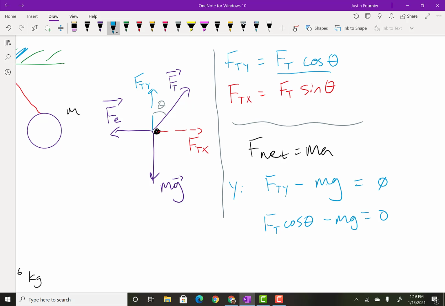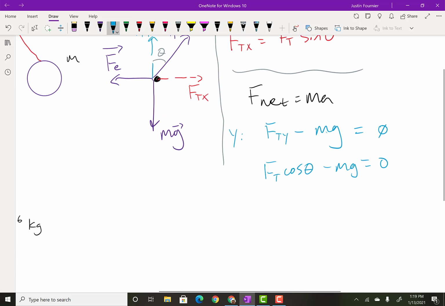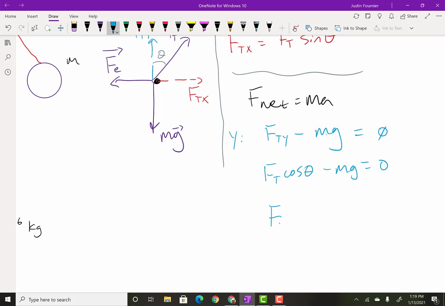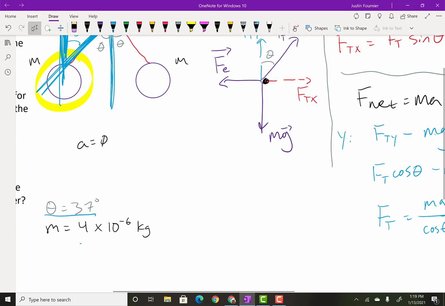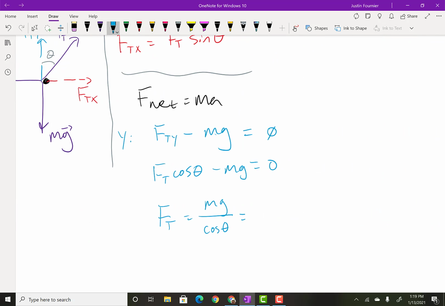So I know the mass, I know g, I know the angle, so I can find the tension force. I'm just going to isolate the tension force now. That's going to be mg over cosine of theta. My mass, I converted it over here. It's 4 times 10 to the negative 6, milligrams converted to kilograms. g is 10 newtons per kilogram. I'm going to forego units for simplicity's sake. And this is cosine of 37.